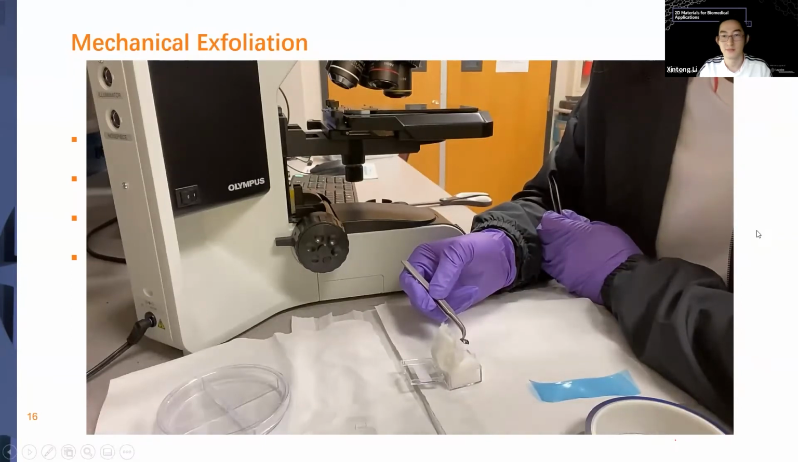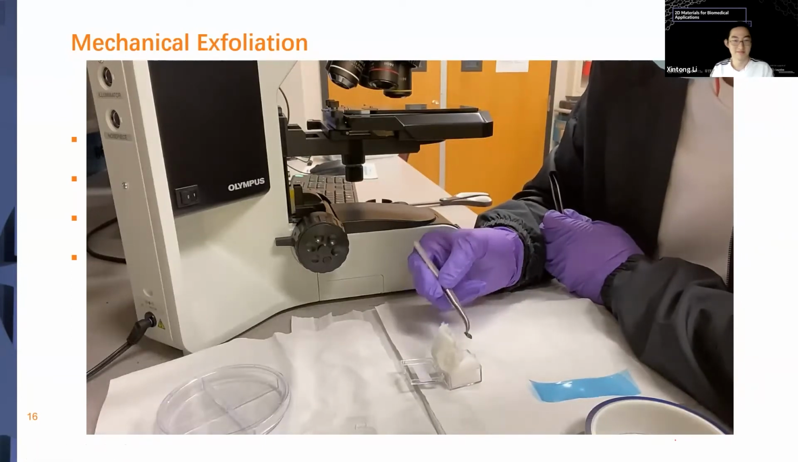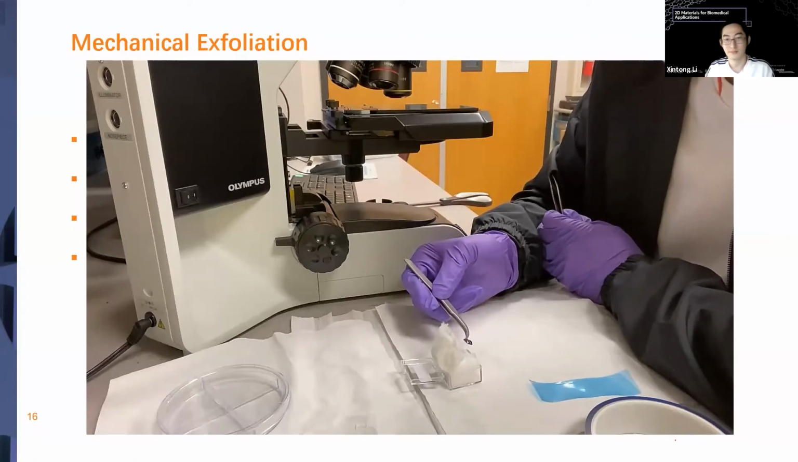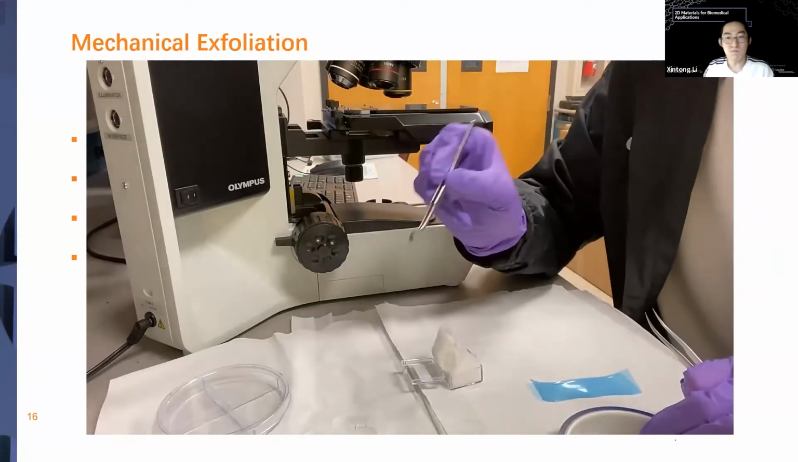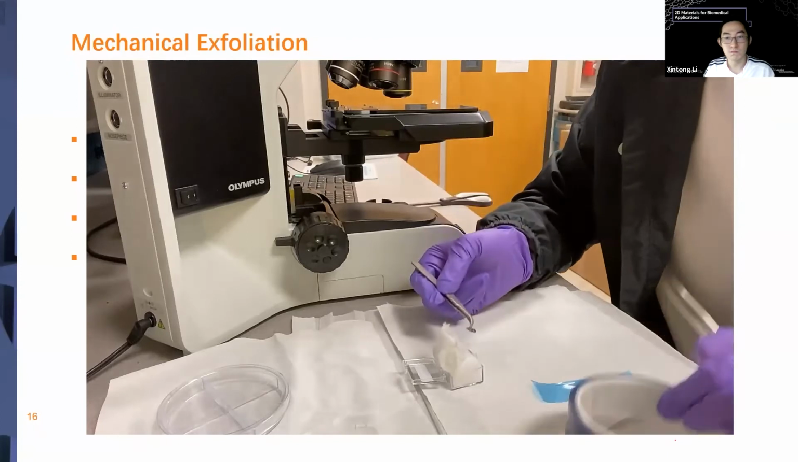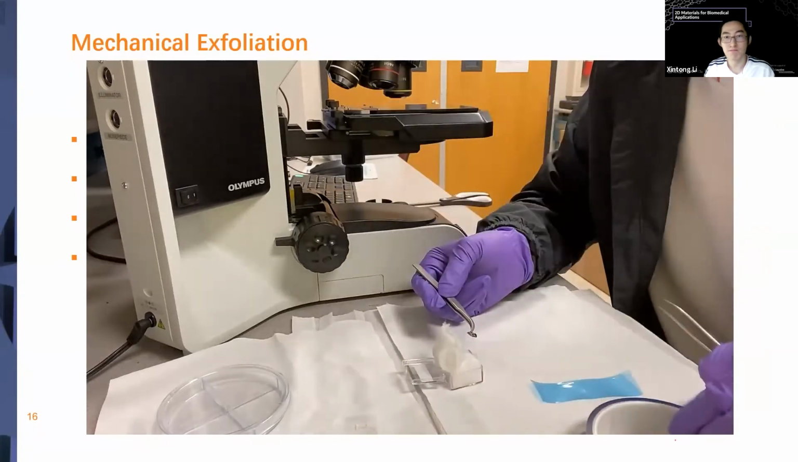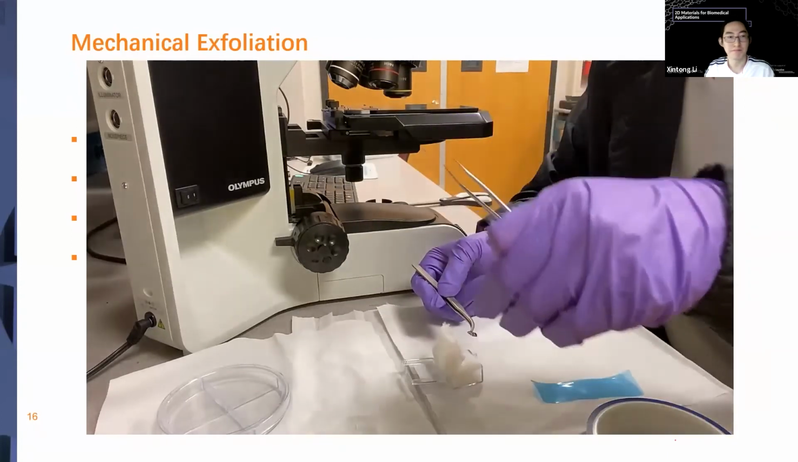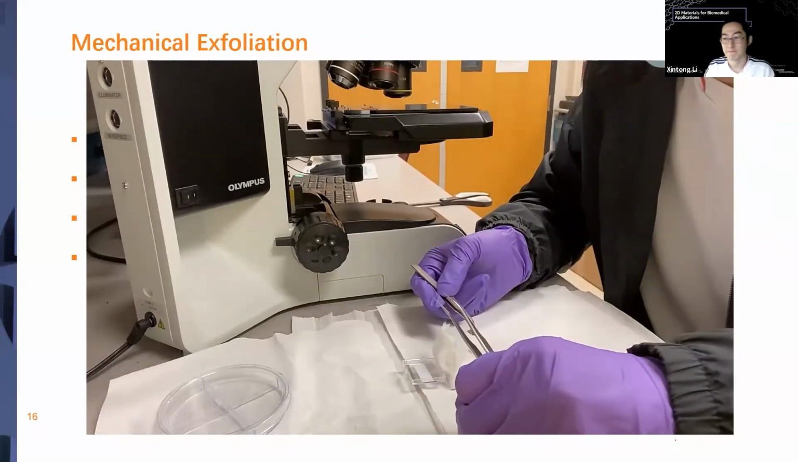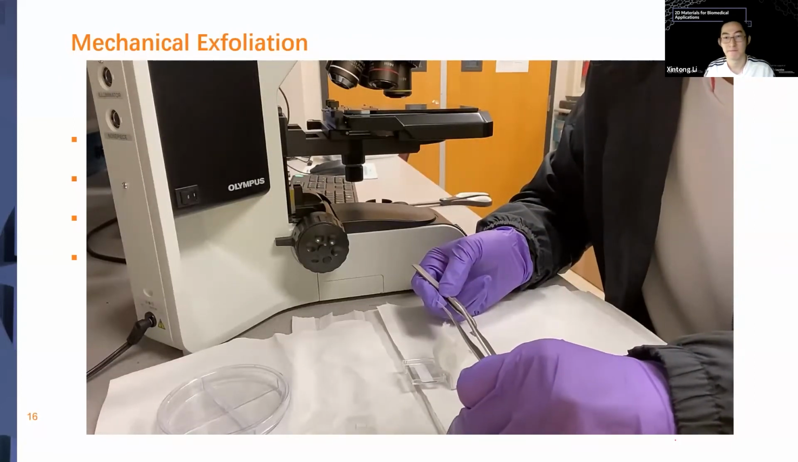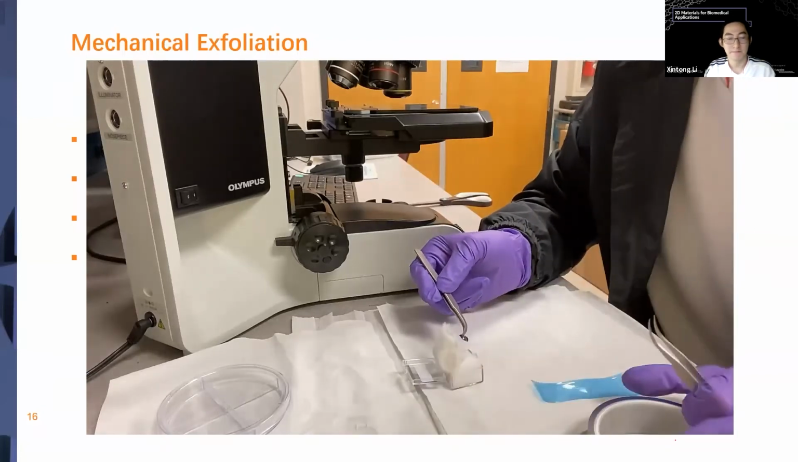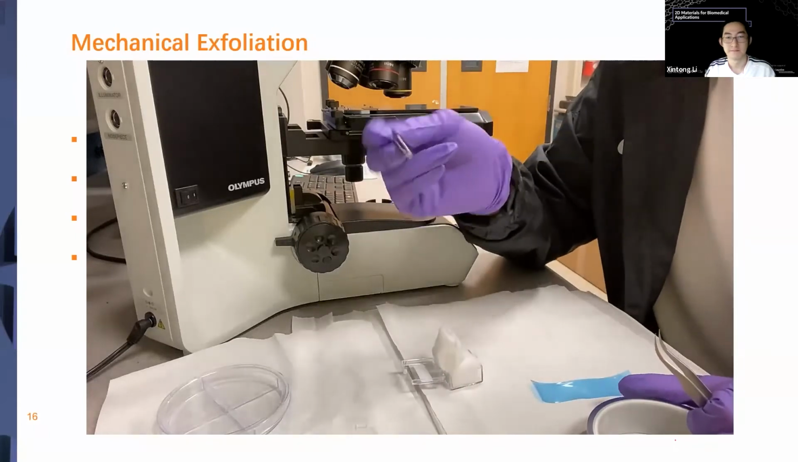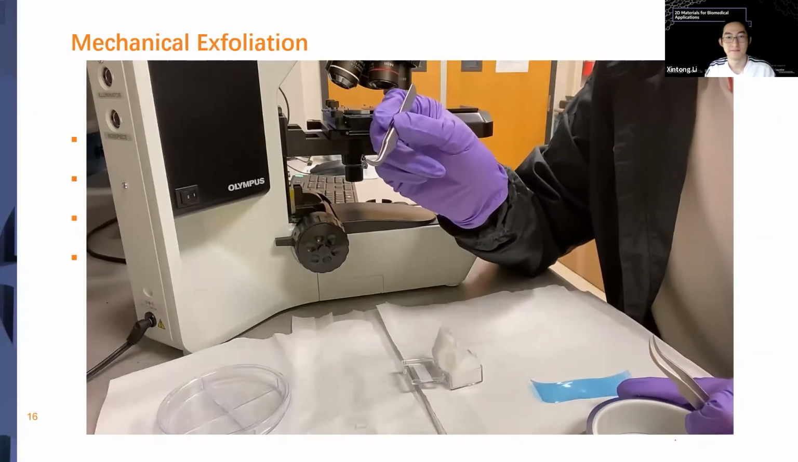So mechanical exfoliation is probably the most straightforward and simplest way of getting layered 2D materials with almost any layer number you want. And the equipment you need is very simple. You just need a bulk material that looks like this, a tape, optical microscope, and a target substrate. It could be anything. It could be sapphire, it could be silicon dioxide, it could be any PDMS stamps or anything else. So as a start, we have this bulk material that looks like this.